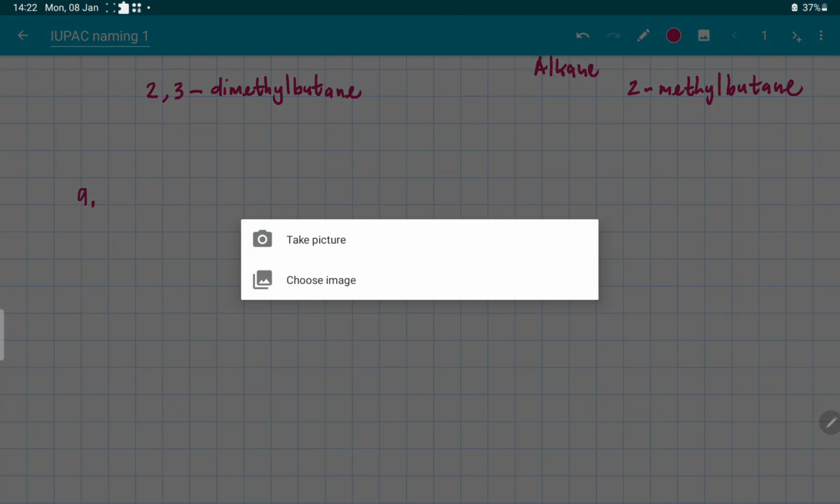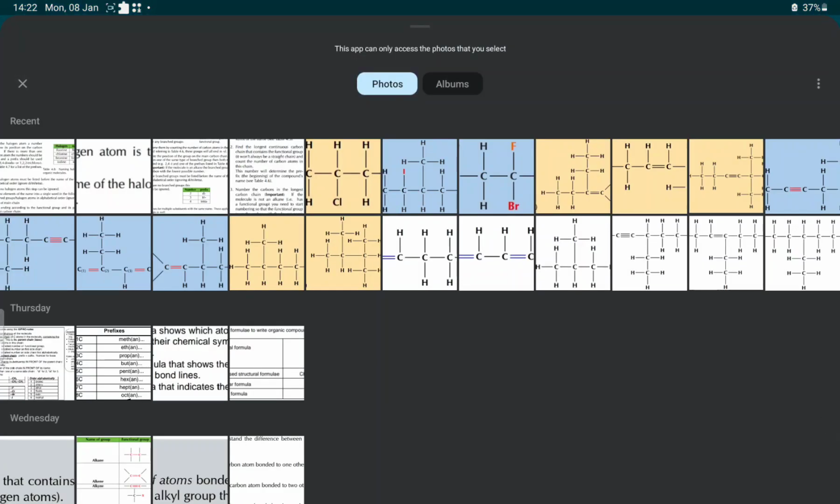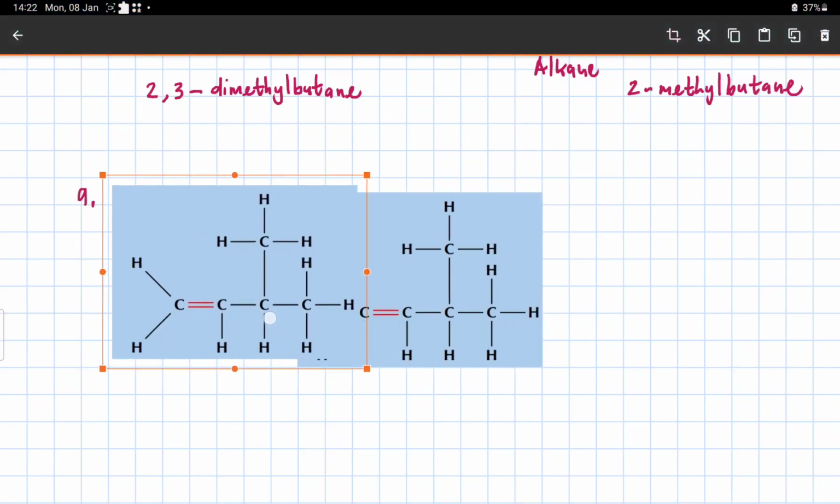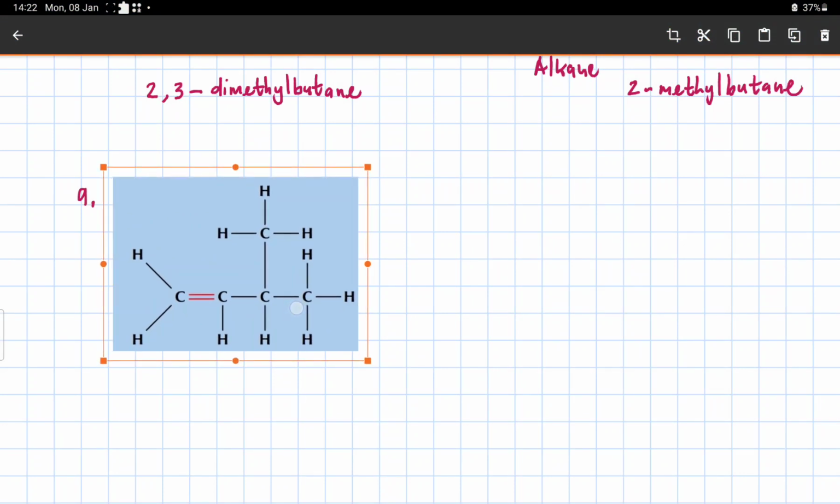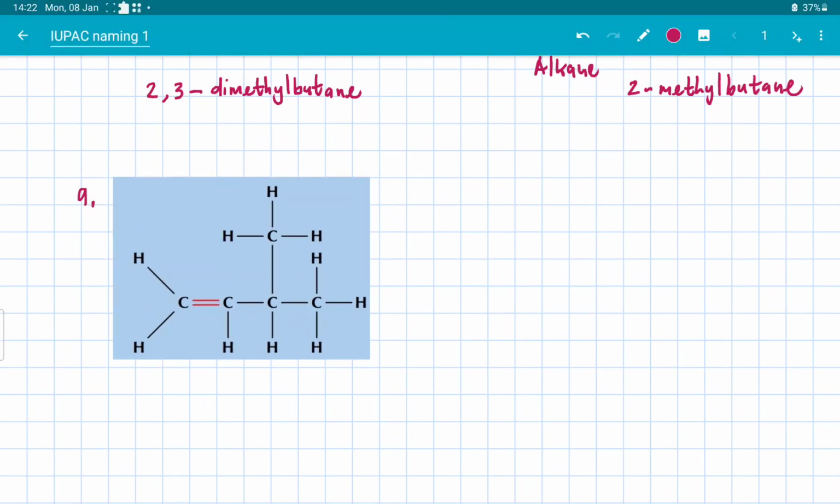Let's go to example 9. I think this is example 9. Yeah, difficult. Again, we apply that rule. Rule 1: recognize the functional group. The longest continuous chain must have that functional group, and when I count, the functional group must occupy the lowest number possible, which means compulsory carbon 1. Then I count going to the right.